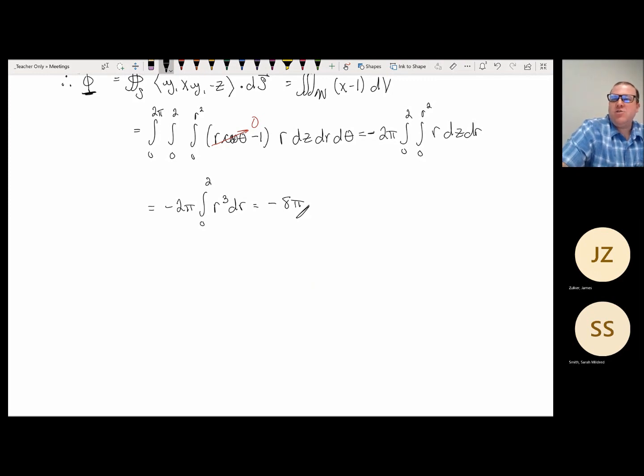Now, again, you don't have to do that. You can just go with the order that's given, and you'll find out that that part is going to drop out anyway.